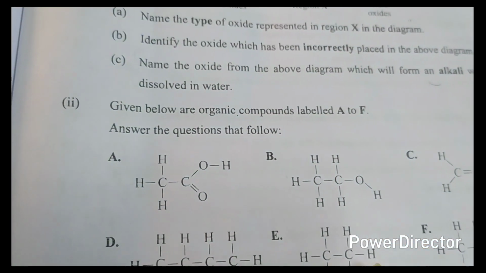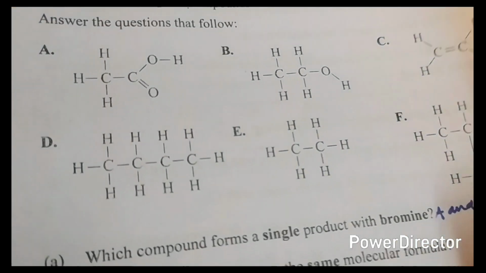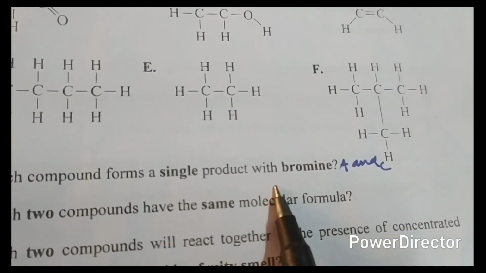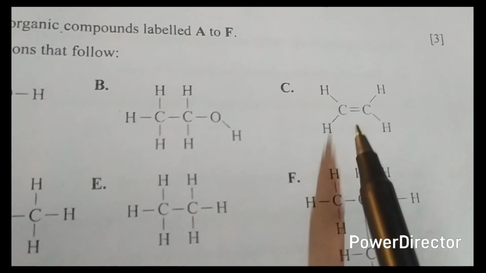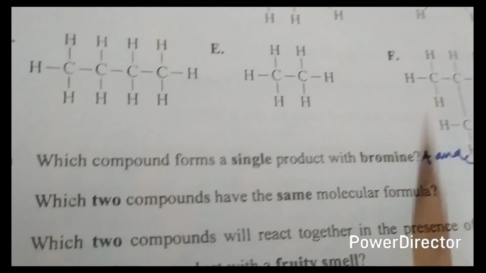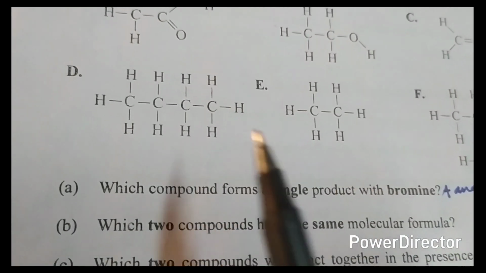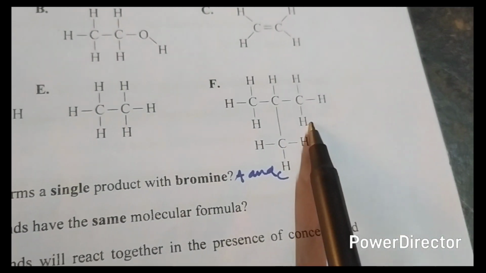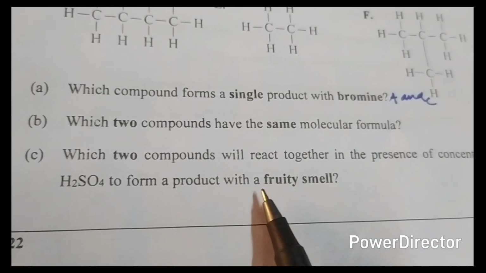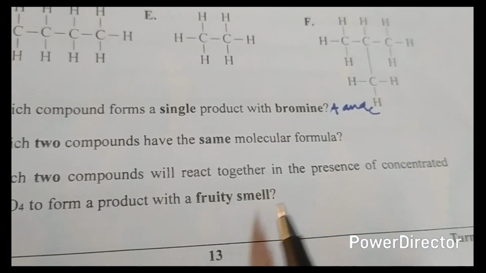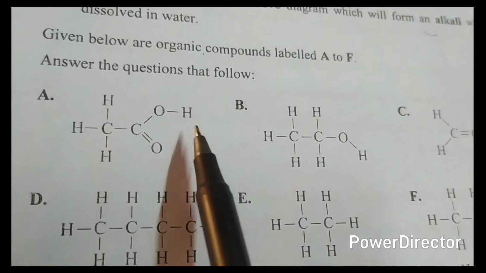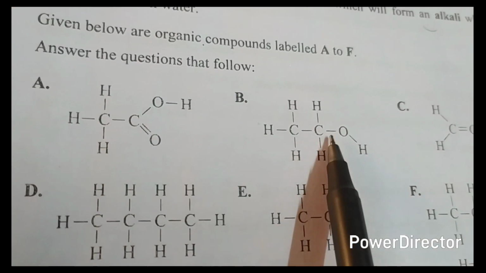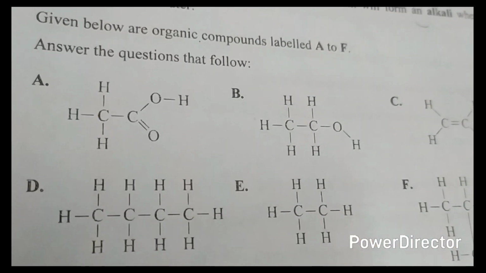Next is again a diagrammatic question in which 6 diagrams of organic compounds have been made. Which compound forms a single product with bromine? So that will obviously be an alkene, so the answer will be C. Which two compounds have the same molecular formula? That is D and F, both are isomers, butane and 2-methylpropane. And the next question: which two compounds will react together to form a fruity smelling compound? So that is an alcohol and a carboxylic acid. So A and B will be the answer.